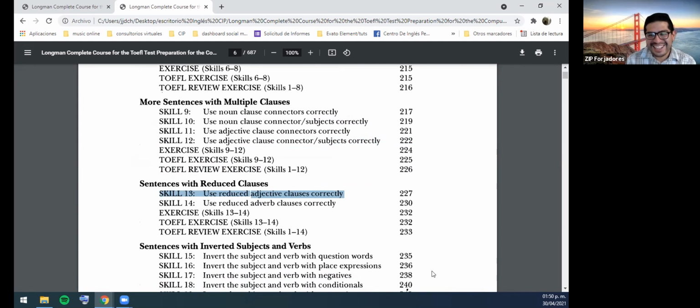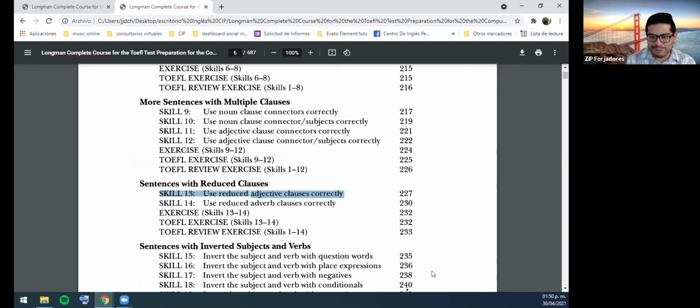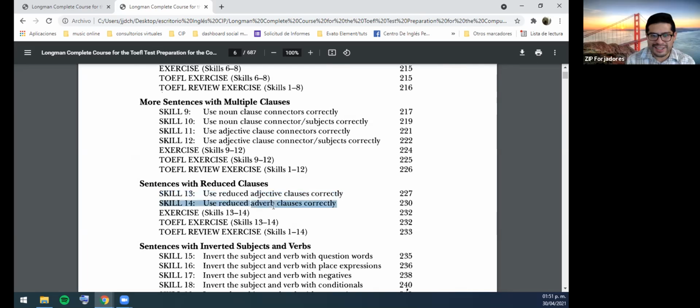Remember, you're just going to reduce one adjective clause, which is the connector subject adjective clause, when the connector is also the subject. And you're going to omit the connector and the verb to be, or omit the connector and change the verb to the ing form. Exactly.